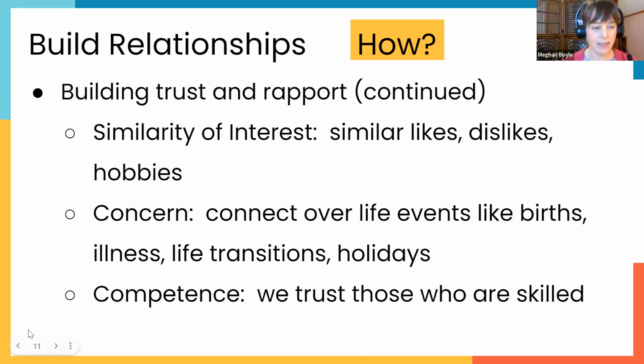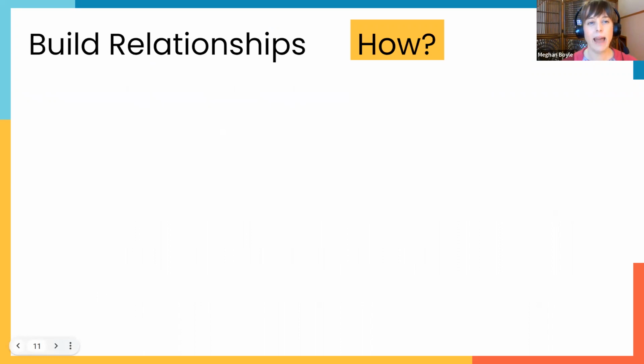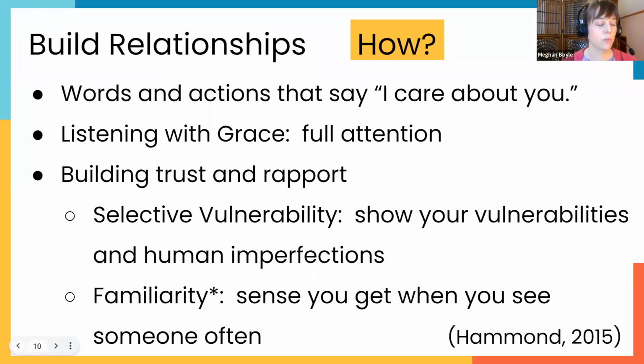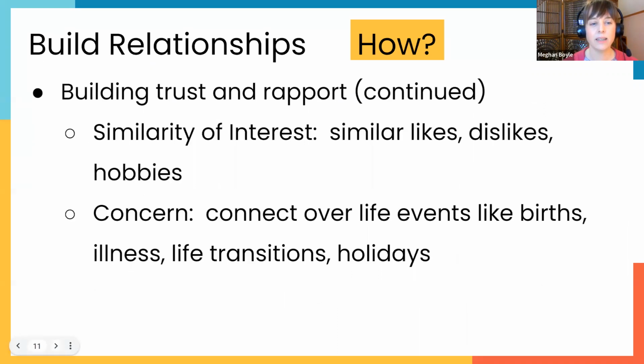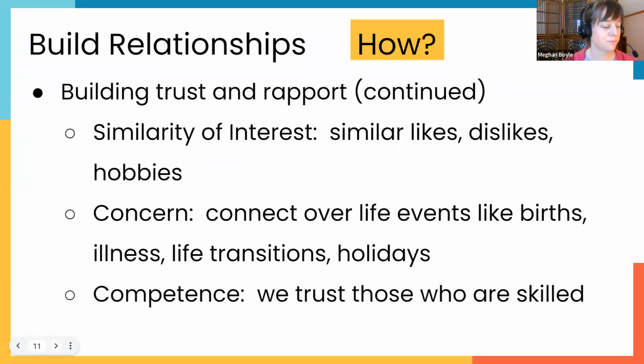So with these in mind, I'm just going to go back to the previous slide. So these are the ways in which Hammond says that we can build relationships. And I'm going to ask you to put in the chat which of these might come most easily to you. Words and actions that say, I care about you, listening with grace, selective vulnerability, familiarity. Tell us in the chat which one of these might come most easily to you.